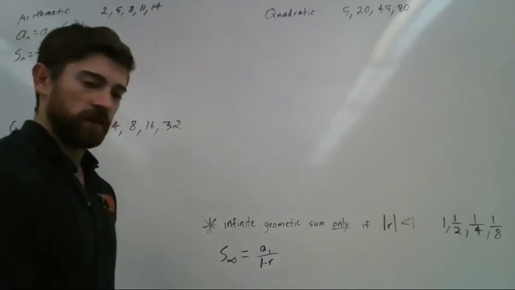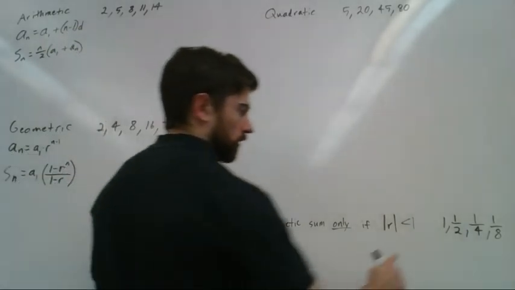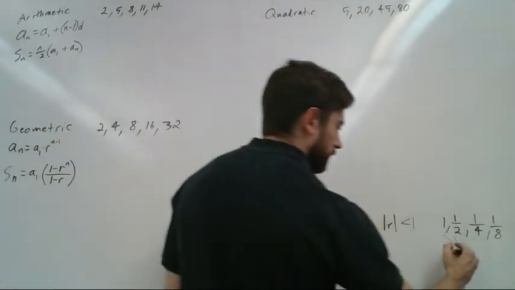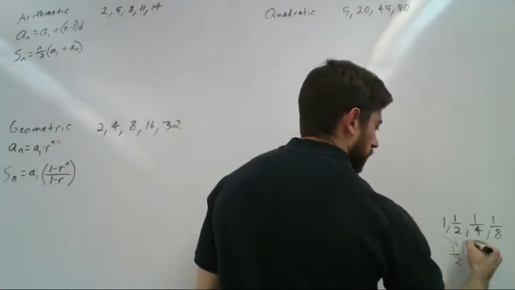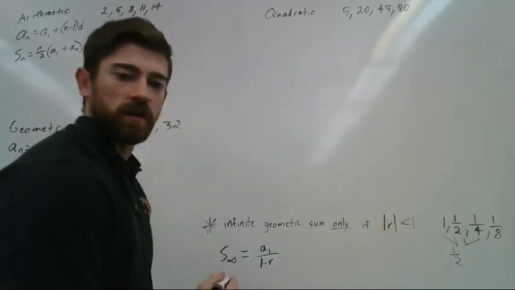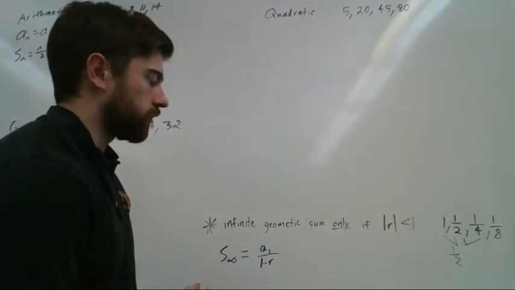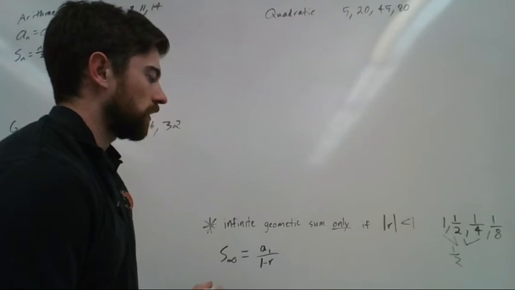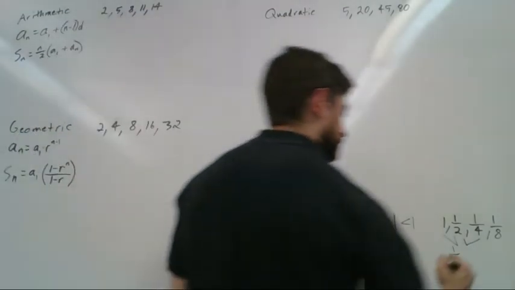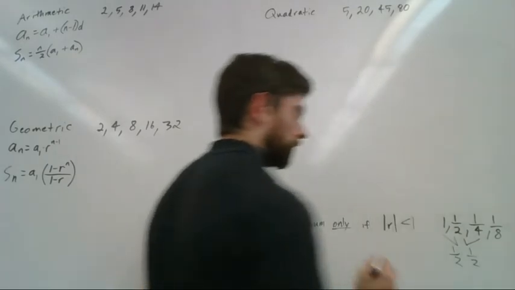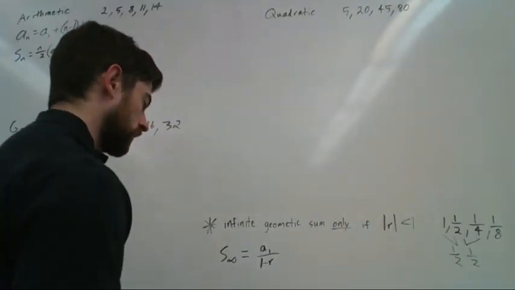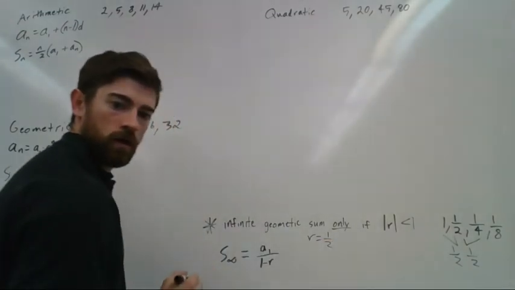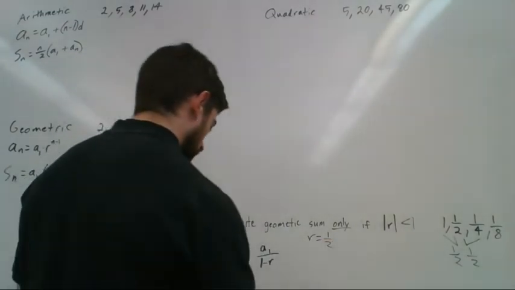So let's find the common ratio. 1/2 divided by 1 is just 1/2. And just like before, we have to take it again to be sure. 1/4 divided by 1/2 is going to be 2/4, and that will end up being 1/2. So we found our r value then is 1/2, and we can plug this all in.